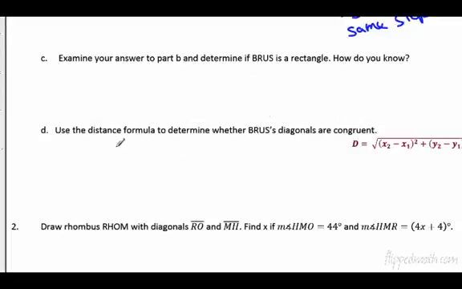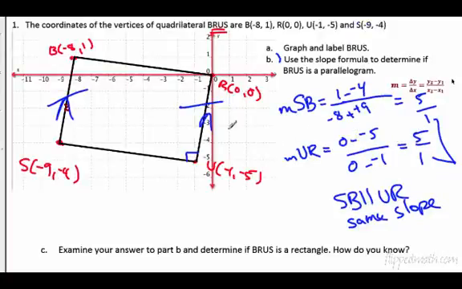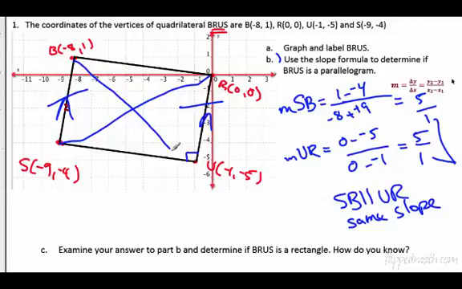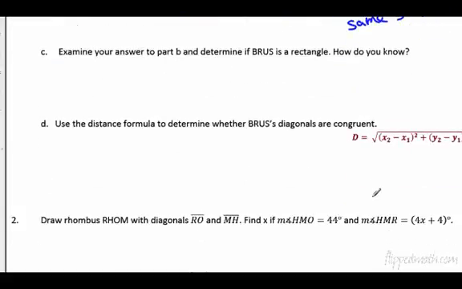Use the distance formula to determine whether the diagonals are congruent. Remember, diagonals go across the middle, so you're going to use the distance formula on SR and BU. And here's the thing, if it's a rectangle, which we know it isn't, oh, did I let the cat out of the bag? It's not a rectangle. But if it's a rectangle, then the distances will be the same. But when you use the distance formula, you're going to get two different distances. Therefore, it's not a rectangle.